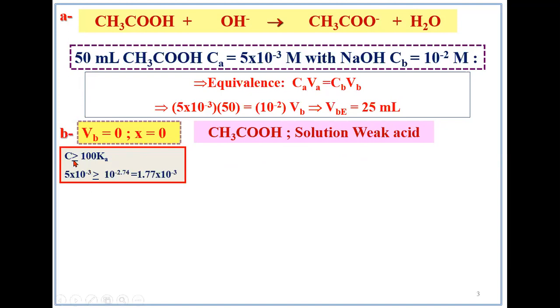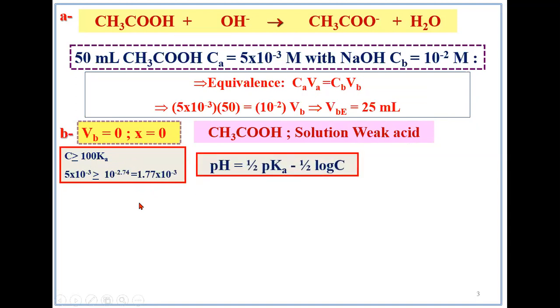Yes, you see, if the concentration is greater than or equal to 100 Ka, here's my concentration. There, I didn't dilute, I didn't do anything to it. Is it greater than 100 Ka? My Ka was 10 to the minus 4.74, because the pKa was 4.74, times 100 is going to be 10 to the minus 2.74. Take that value, check it, or see if concentration divided by Ka is greater than 100. Indeed, it is, and therefore, what calculation?